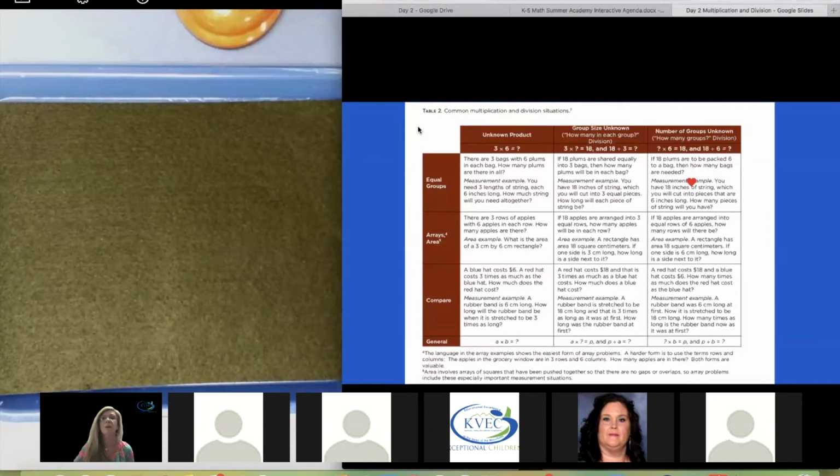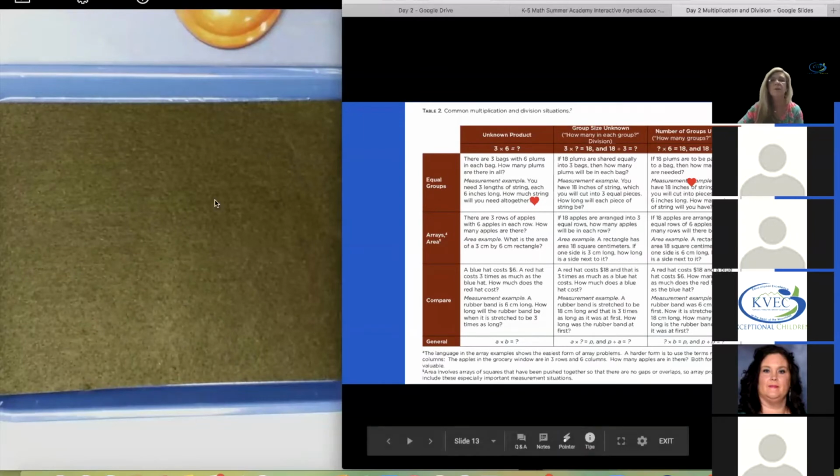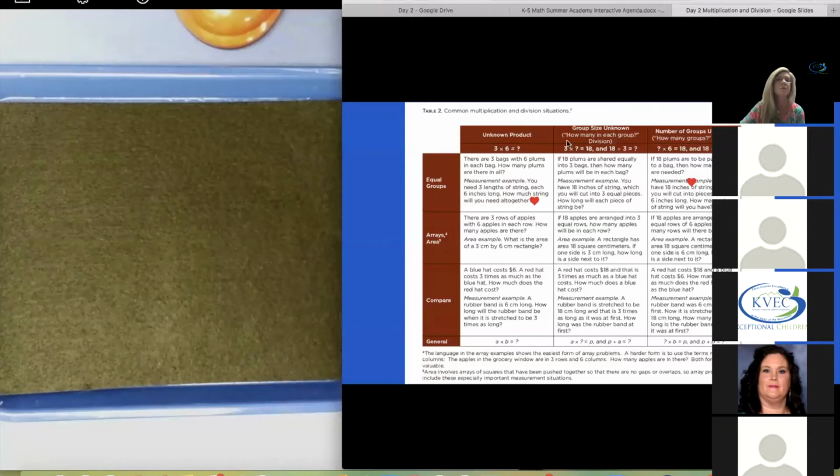So go ahead and remember how to annotate. Like yesterday, go ahead and annotate and choose yourself a symbol. Okay, looks like we've got one with the product unknown, and we've got one with the number of groups unknown. So whose heart's on product unknown?